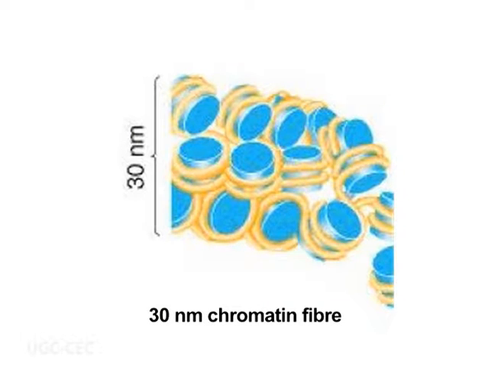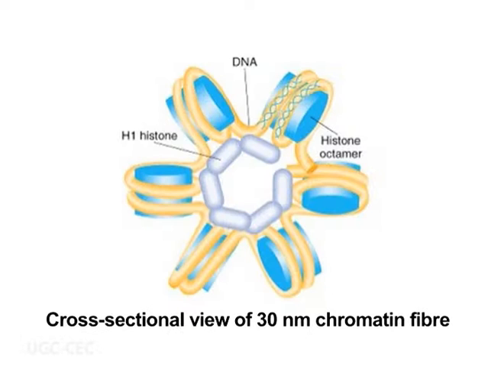Now let us move to the second level of packaging, or the hierarchy in the packaging of DNA into chromosomes in eukaryotes. The second level is the formation of the 30 nanometer chromatin fiber, also known as the solenoid model. Now in this model, what happens? The nucleosomes are brought into close contact with each other to form a thicker fiber which is approximately 30 nanometer in diameter.